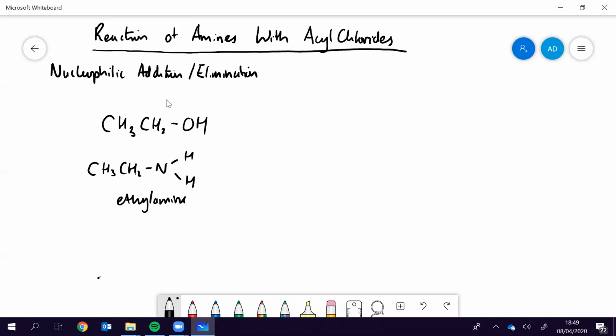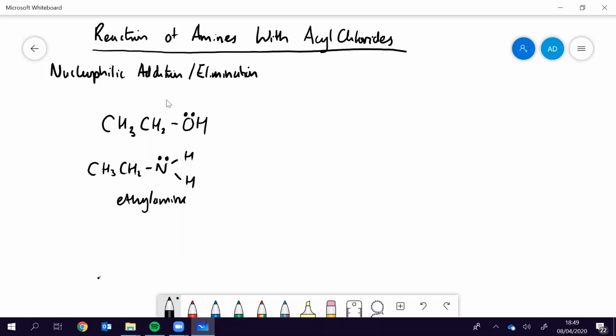Right, amines are very similar to alcohols. As you can see, there's actually a primary amine, but you've got an electronegative element with a lone pair on it. In that case, we've got nitrogen, and in this case, we have got oxygen. Of course, oxygen has actually got two lone pairs. We'll just draw one on there.